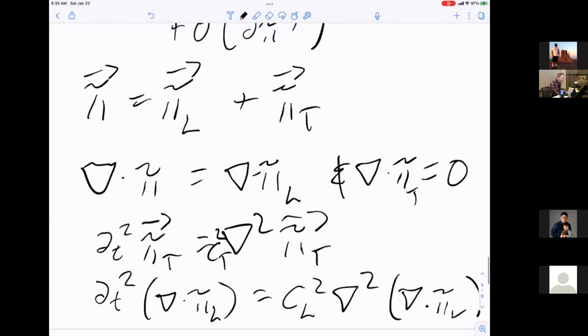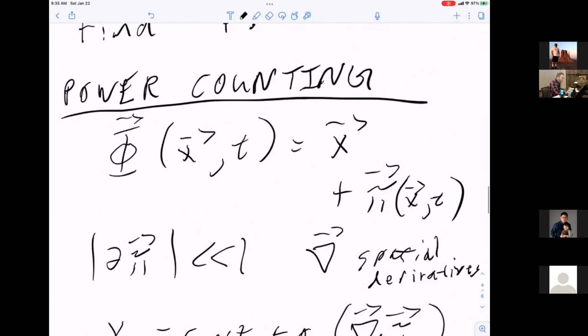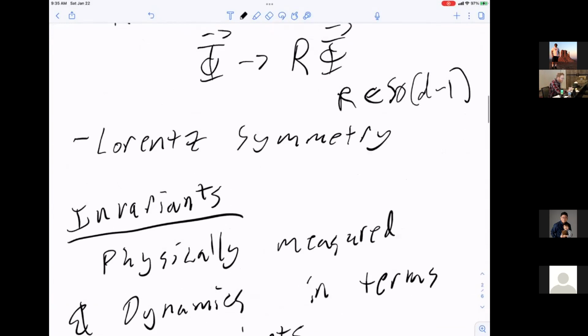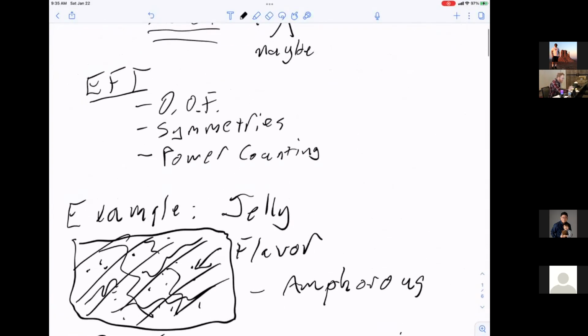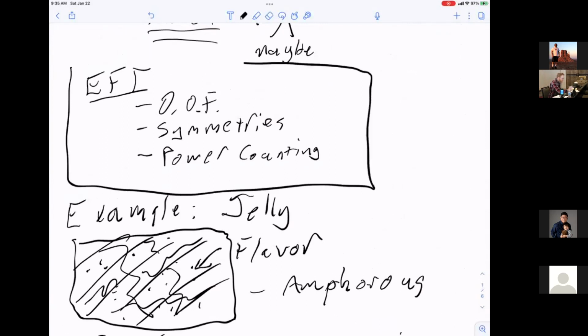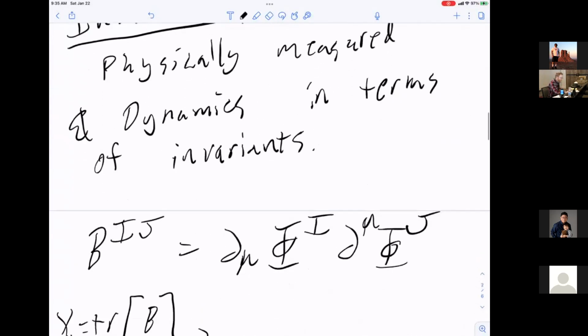Now, why did I go through that exercise? Well, it's to show you that in order to make my effective field theory useful, I needed all of these ingredients. I needed my degrees of freedom, I needed my symmetries, and I needed my power counting. If I remove one of those pegs, then my effective field theory is not going to be very useful. But when I have all 3 of these together, I can just do some very naive reasoning, and I can come up with the EFT for jelly.